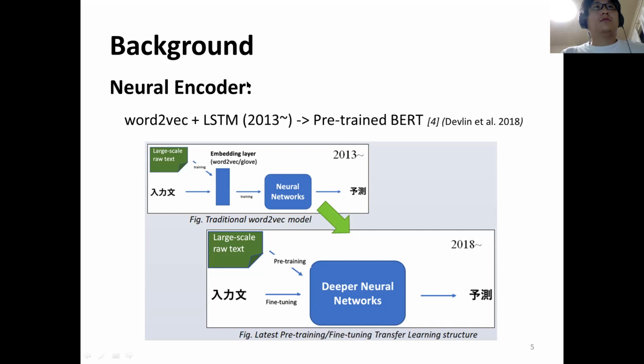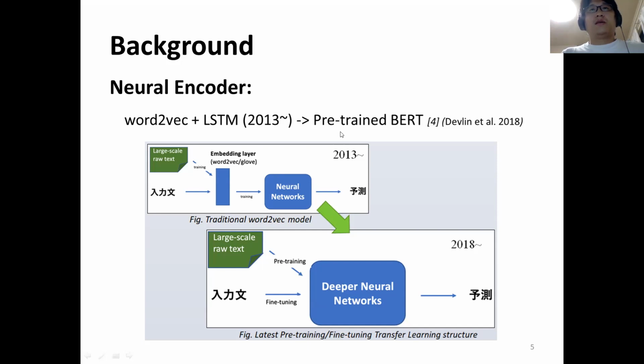Then I'm going to introduce some background of the neural NLP processing. So from 2013, there's an explosion of the neural networks, or we call deep learning. So a traditional way is we use a pre-trained distributed word embedding plus some neural networks such as the LSTM. So such methods dominate the NLP from 2013 until now.